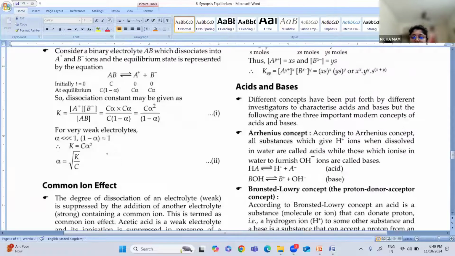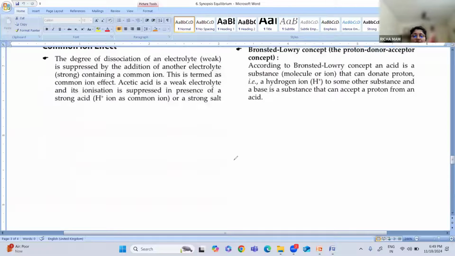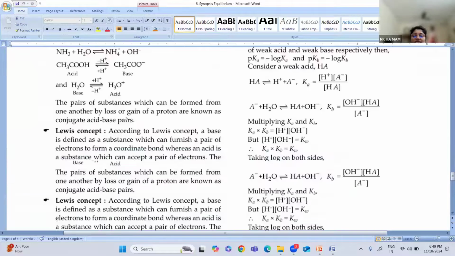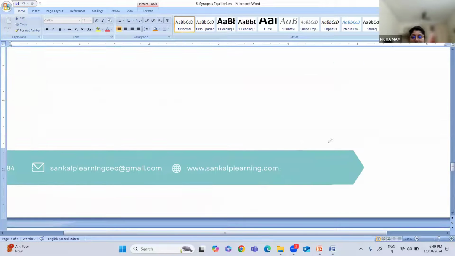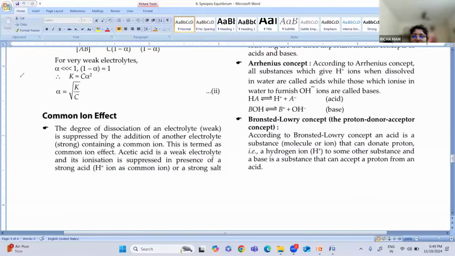Next very important concept is the acid-base theory. There are different concepts put forth by different scientists based on the characteristics of acids and bases. Here we are discussing three important concepts: one is the Arrhenius concept, second is the Bronsted-Lowry concept, and the next one is the Lewis concept. Please don't forget the definitions. Definitions are very important.